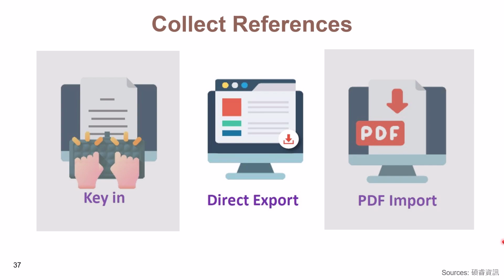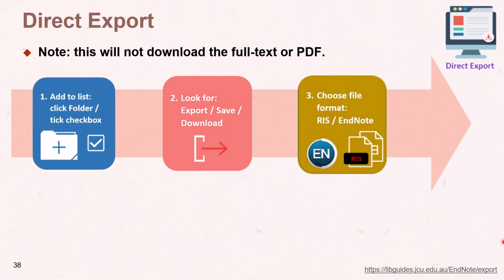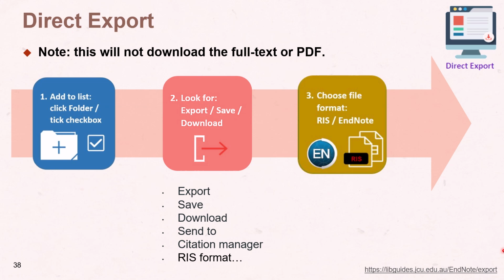Okay, the second method for collecting references is to directly export them from databases. Exporting references is more convenient and efficient than manually entering the reference. The process basically includes 3 steps. First, select the reference you want to export. Second, look for the export function; you may see it called export, download, or save.